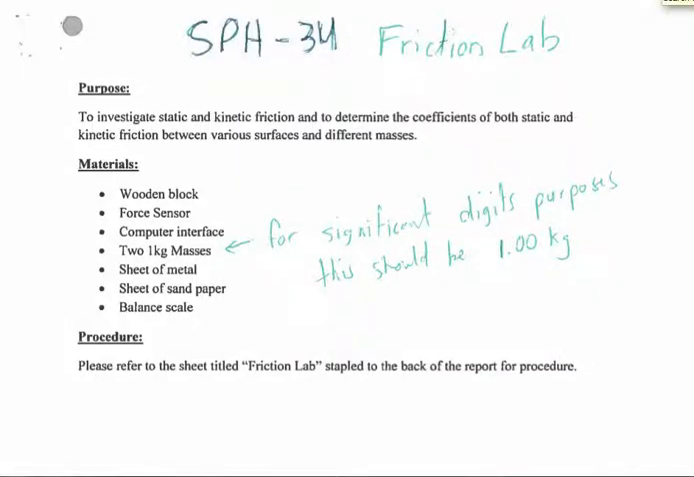Okay, here's another exemplar of the friction lab. Again, the front page has been taken off because the students' names were on it. So here we go. We've got purpose, we've got materials. One of the notes that I had written down is people tend to put 1 kilogram.